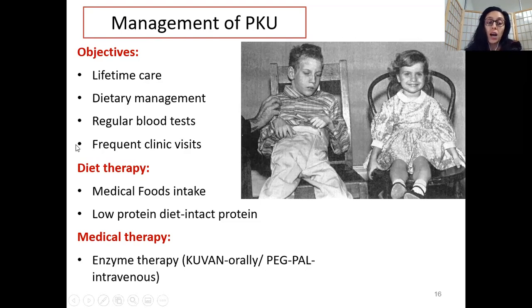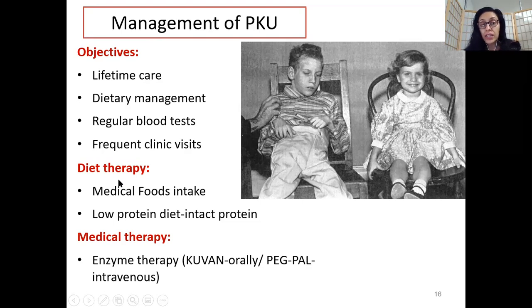So this is just an FYI for you that the objectives are lifetime care. Just like diabetes, you need lifetime care. Dietary management is very, very important. Why? Because this is a nutrition related genetic metabolic disorder. Yes, regular blood tests are needed, just like how you would be checking blood sugar level in type 1 diabetes. Similarly, you need to check blood phenylalanine levels in PKU patients. And of course, you will have frequent clinical visits as well.